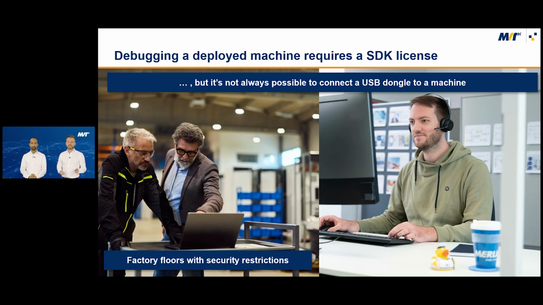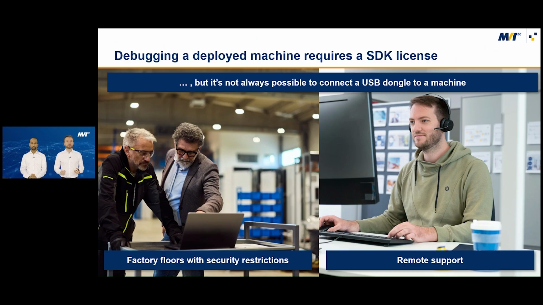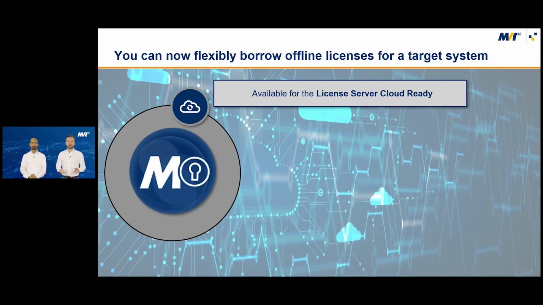Another use case is remote support. Maybe the machine is somewhere else on the other side of the planet, and you want to work with the SDK license on this machine, but you can't because you simply can't connect your USB dongle to it. Our solution for that is a new feature called license borrowing.